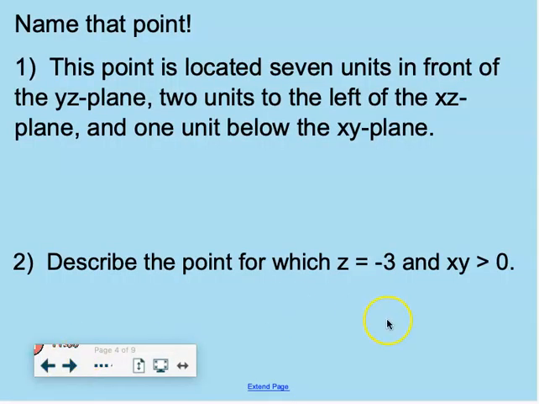Moving right along. Okay, name that point. This point is located 7 units in front of the xz plane, 2 units to the left of the xz plane, and 1 unit below the xy plane. What the heck are the yz, xz, and xy planes?